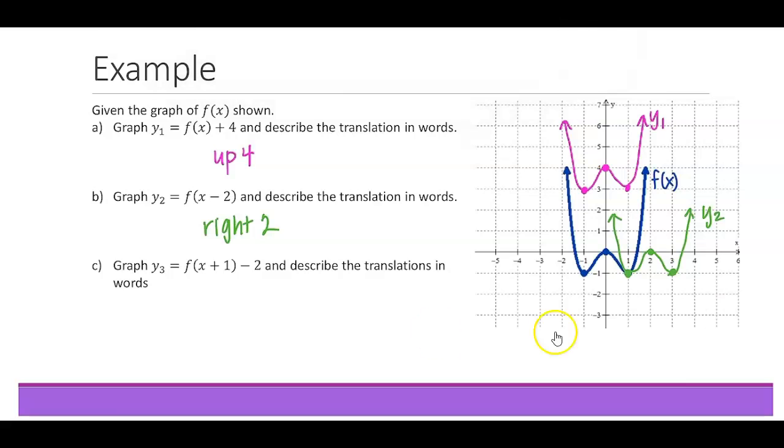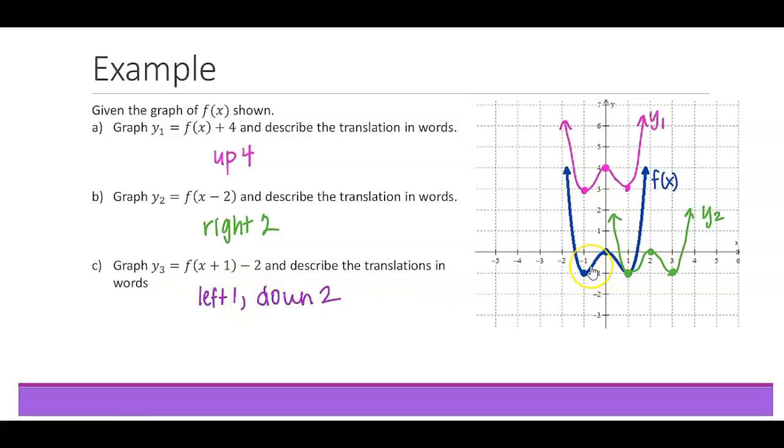And then finally, part C is asking us to graph y3 equals f of the quantity x plus 1, and then -2 on the outside, and describe the translations in words. So here there's two translations going on. F of the quantity x plus 1, well, that plus 1 with the x is going to send us to the left 1. So we're going to translate left 1 unit. And the -2 that's on the outside, not with the x, is going to send us up and down. So since it's -2, it's going to send us down 2 units.